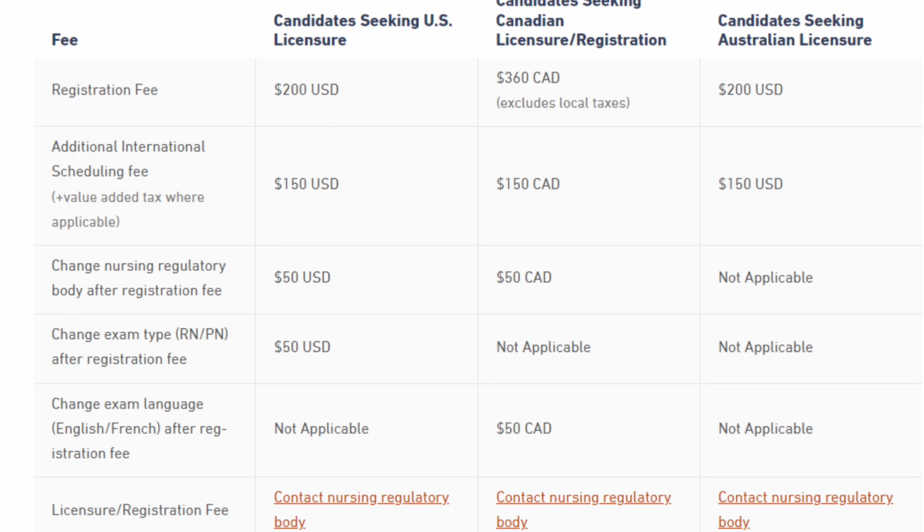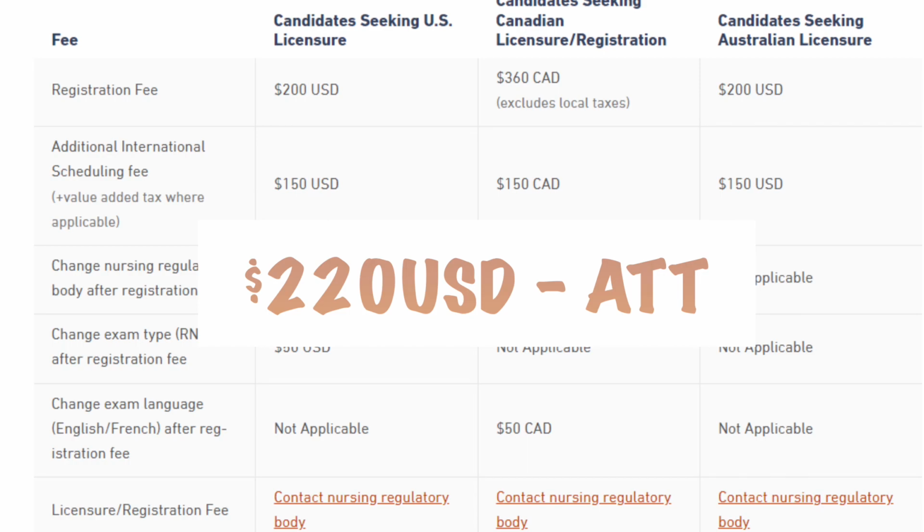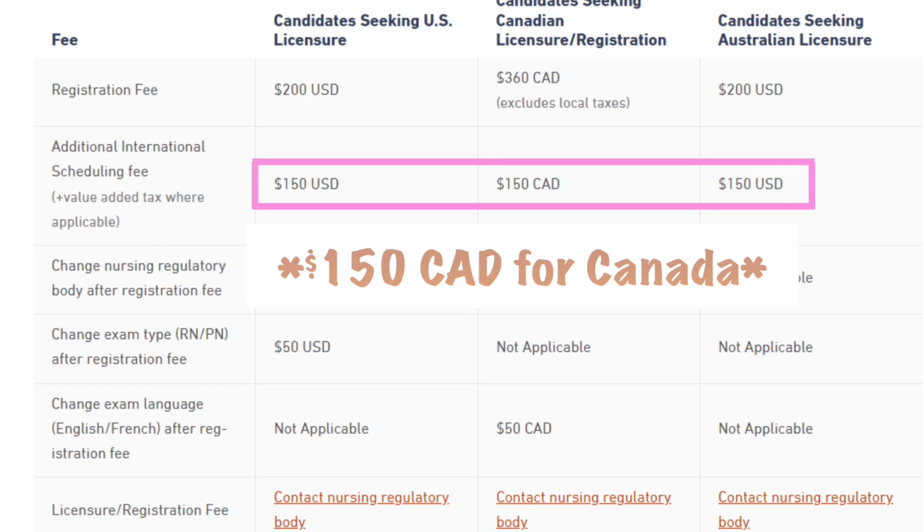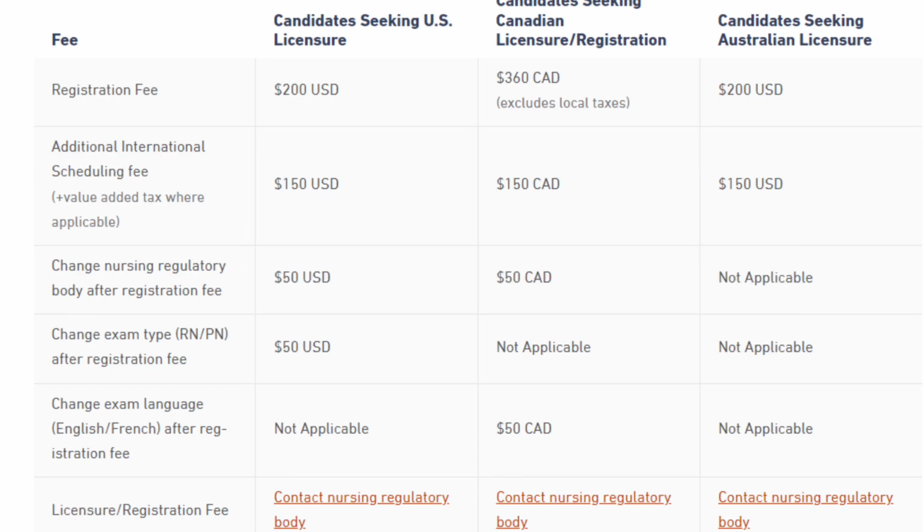For the registration fee, you have to pay $200 plus taxes. और टैक्सेस मिला के around मेरा जो हो गया था वो था $220. This is for your ATT, authorization to test. The second column, if you see, this is additional international scheduling fee which is same for all the 3 countries, which is $150, and टैक्स वगैरह इंक्लूड करके it becomes around 170 or $177.